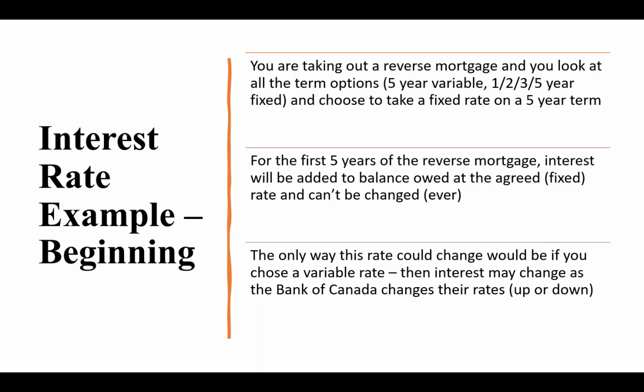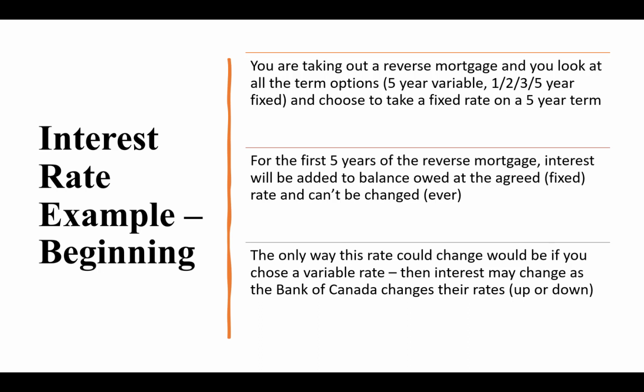This means that for the next 5 years, the first 5 years of the reverse mortgage, interest is going to be added to the balance that you owe at the agreed fixed rate, and that interest rate can't be changed. There's no possible way for the lender to change that. You are locked in for 5 years. The only way this rate would change is if you chose a variable rate instead of a fixed rate, and then the interest might go up or down as the Bank of Canada changes their rates.